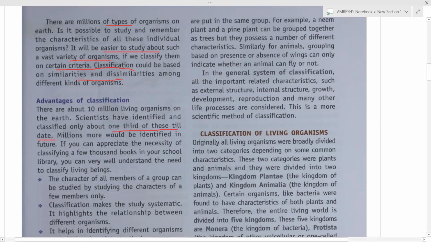If you appreciate the necessity of classifying a few thousand books in your school, you can very well understand the need of classifying living beings. As I've told you, the library ma'am is classifying or categorizing your books as per the subjects. So in the same way, we are classifying the organisms as per their similar characteristics.